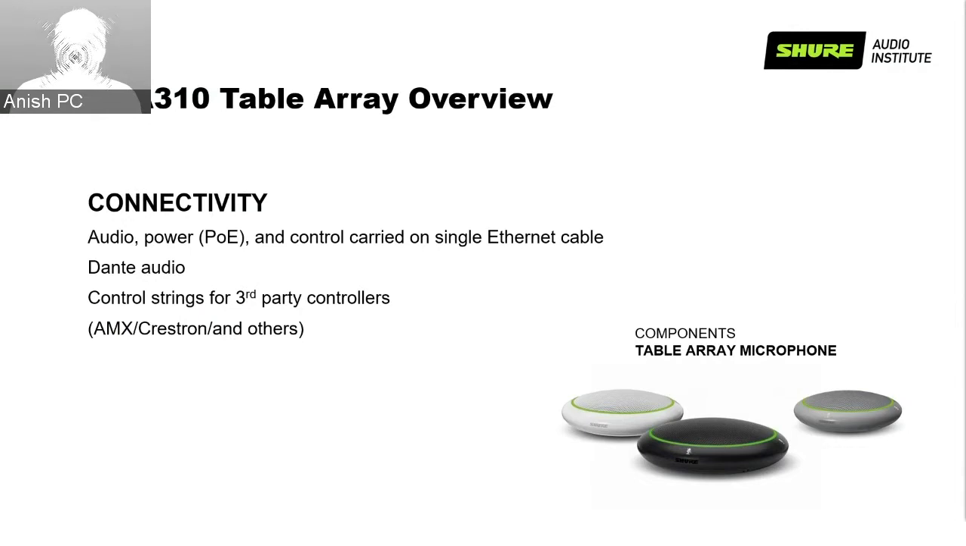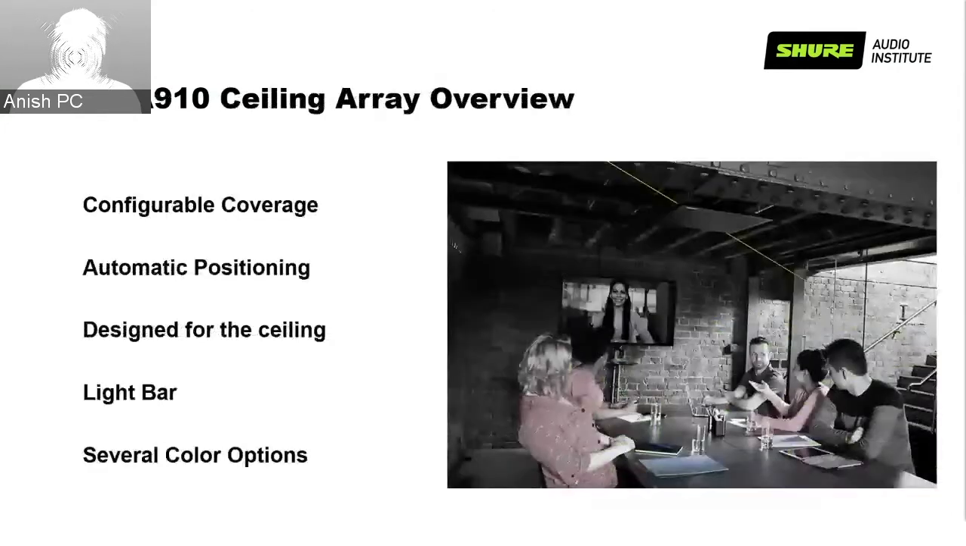The audio is routed over Dante, which is a combination of software, hardware, and a network protocol. It delivers uncompressed, multi-channel, low latency digital audio over a standard Ethernet network, and it uses layer 3 IP packets. The MXA 310 offers control strings for third-party controllers like AMX, Crestron, Extron, and many other leading brands.